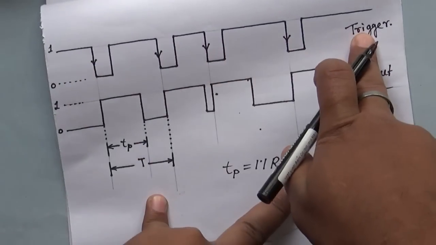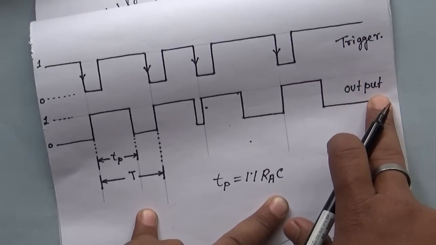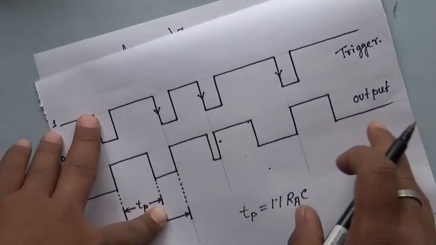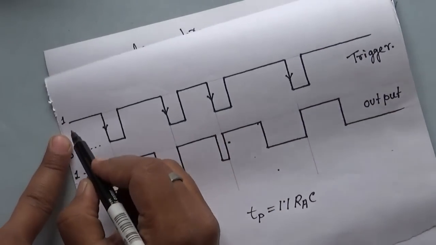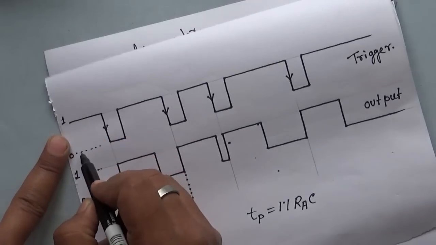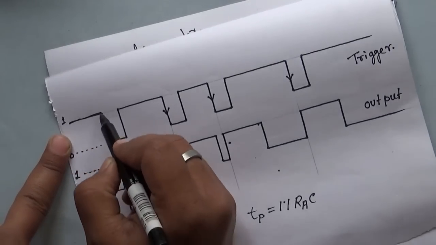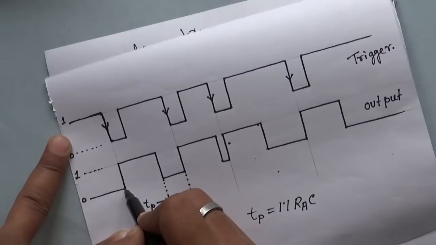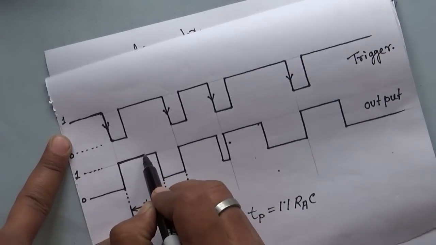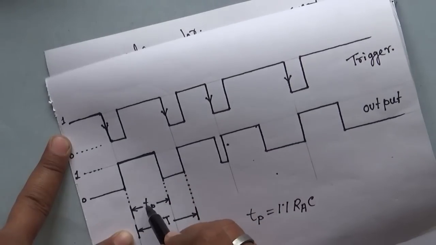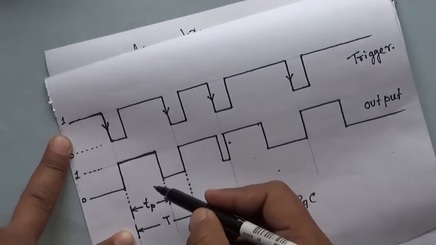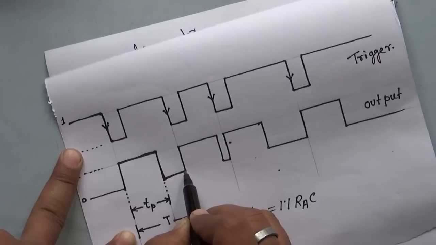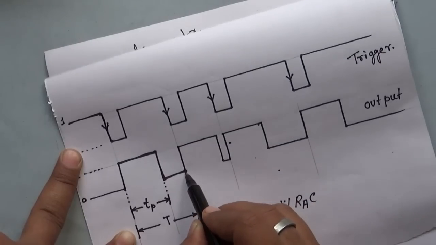It's a timing diagram of input-output characteristics. It is clearly observed when the trigger input goes down, the output voltage goes high. Here it is plus 5 volt. Suddenly it falls down. When it falls down, at that particular time the output voltage goes high and sustained for some time, and after some time it falls down. That is TP. This particular time is called TP. Here we can represent TP equal to 1.1 RAC.